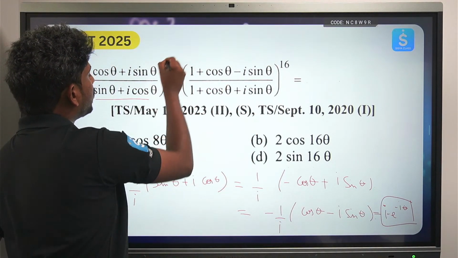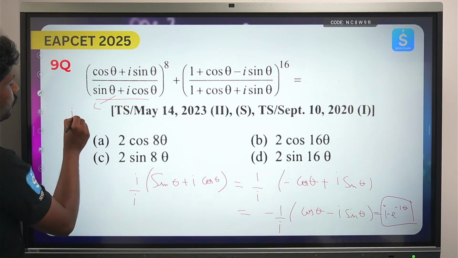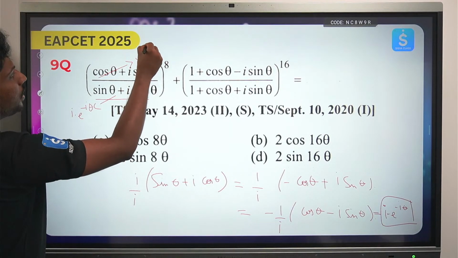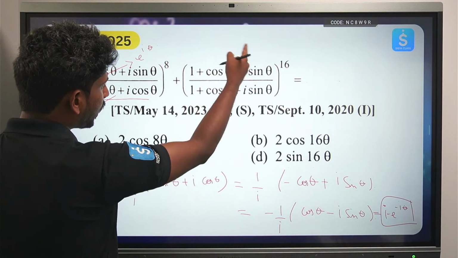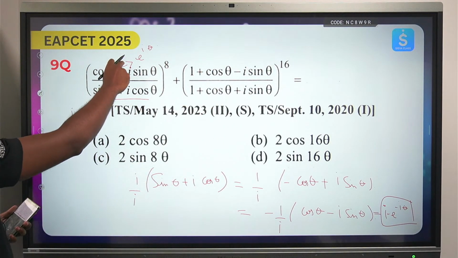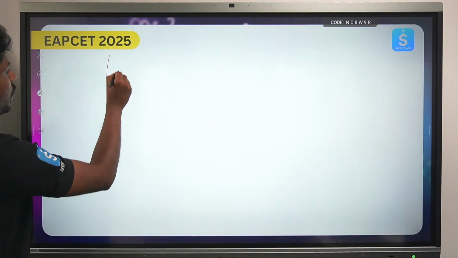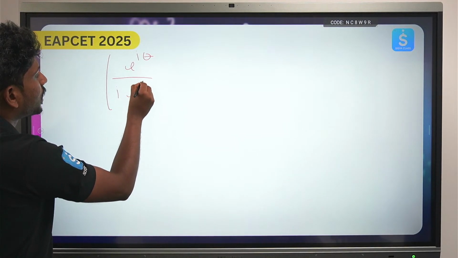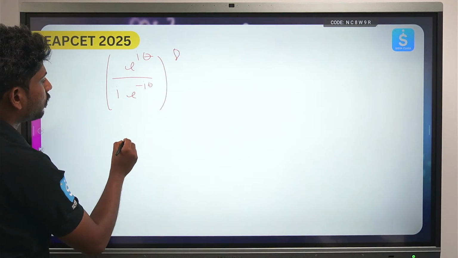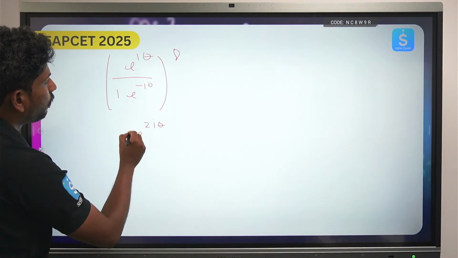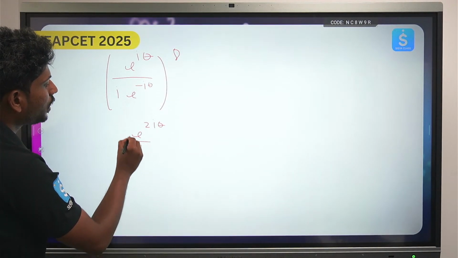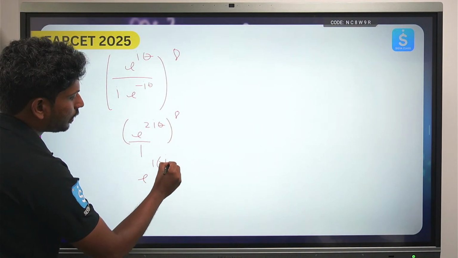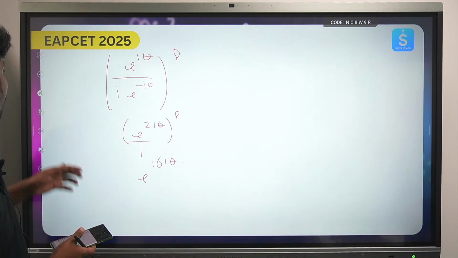Okay, so this value is nothing but i into e power minus i theta, and this value is nothing but e power i theta. So now you can directly substitute, and here we'll try to solve this. So this will become e power i theta. So finally we have e power i theta by i e power minus i theta whole to the power 8. So this will become e power 2 i theta, 1 by i power 8, that will become anyway 1. So this is whole to the power 8. So this is nothing but e power 16 i theta.